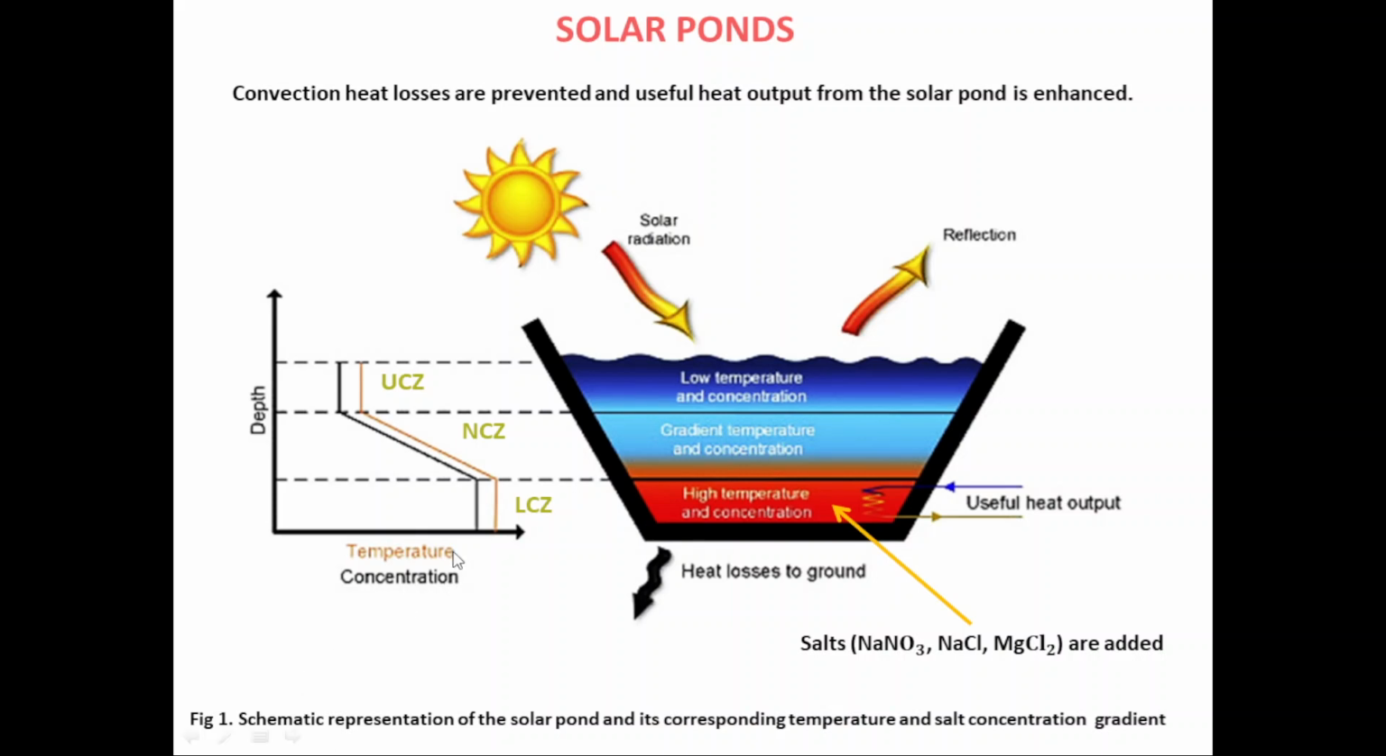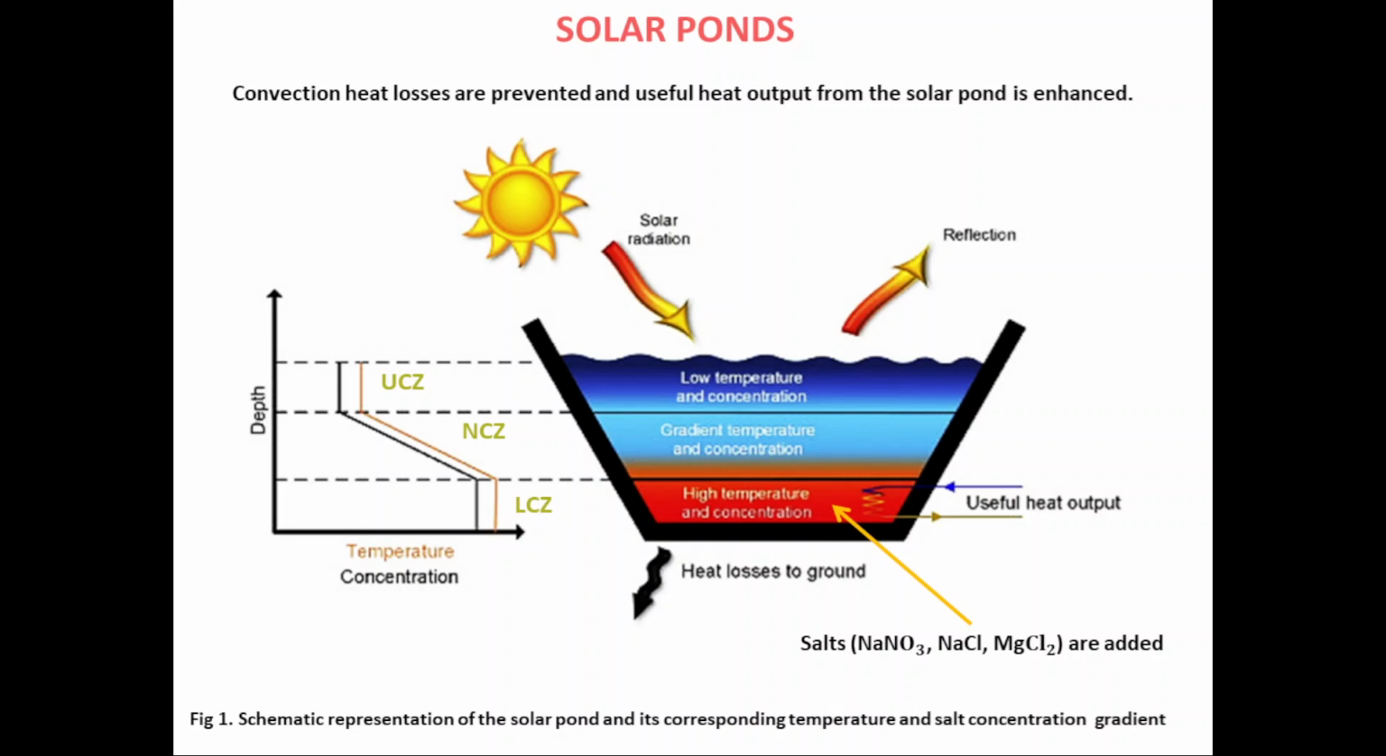Here both the temperature and the concentration, if you see, linearly increase with the depth. Here the depth is taken in the downward direction, so it increases with the depth. And if you move on to your high temperature and concentration region, or your lower convective zone, here both your temperature as well as the concentration remain the same.